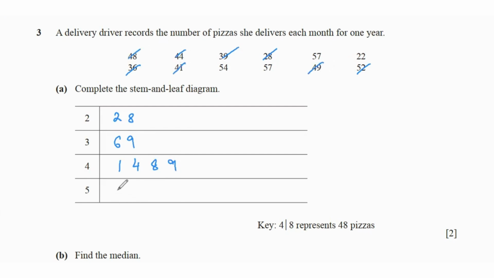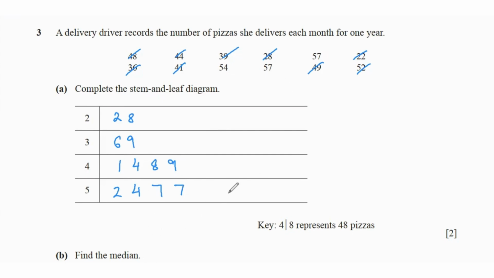And lastly, for 50s, as you can see, we have 57 and 54. So 57 is written twice, so you write 7 two times. And I have missed out 52. So we have 52, 54, 7, and 7. This is our stem and leaf diagram.